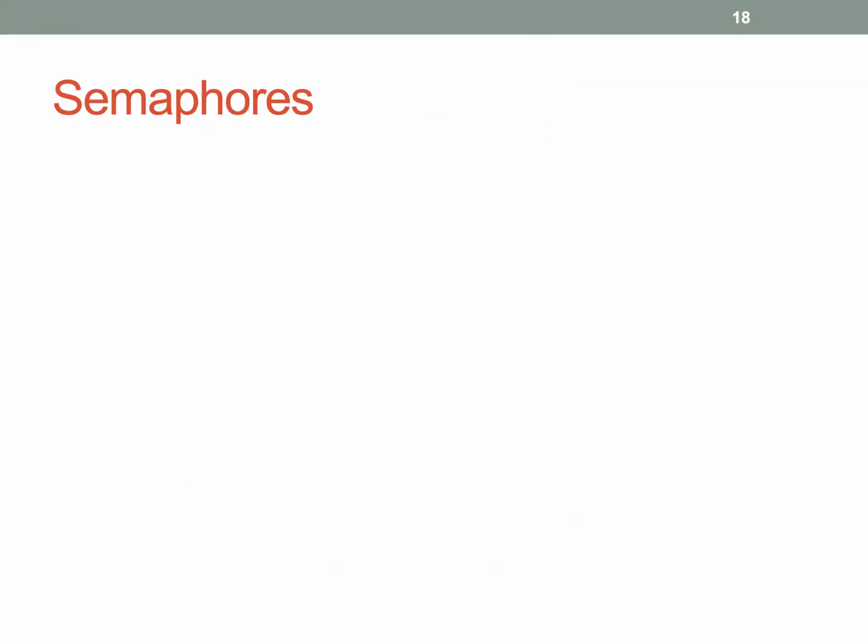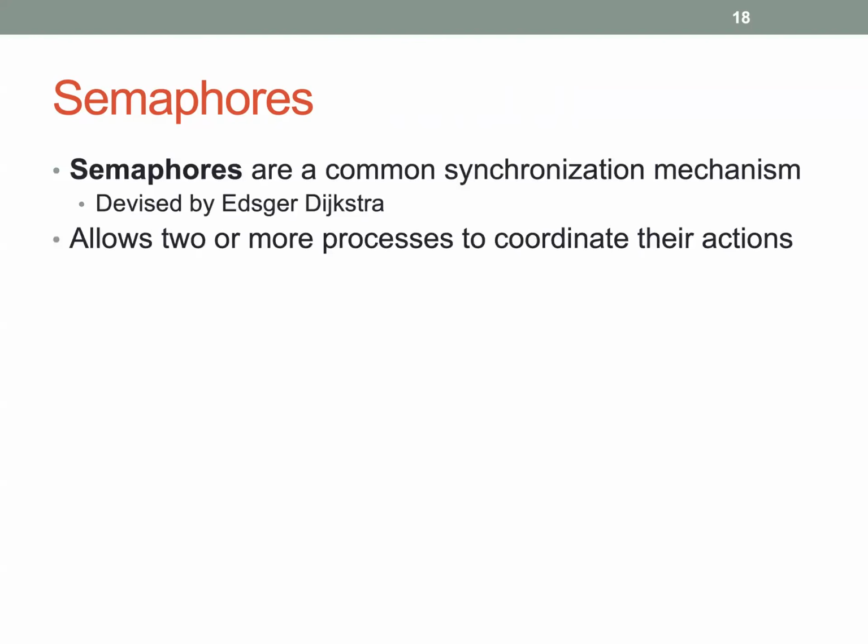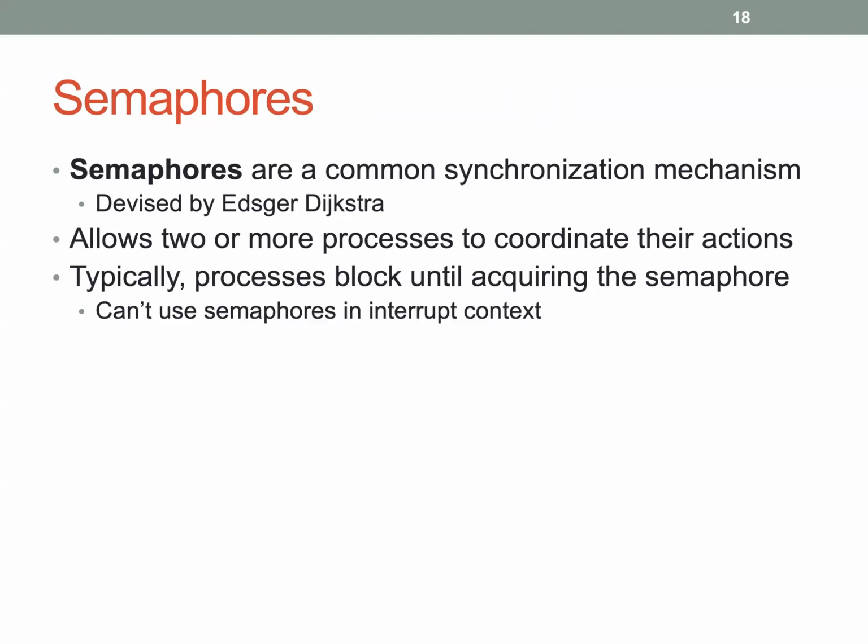Semaphores are probably my favorite thread synchronization mechanism because they're just so generally useful as a tool. They were devised by this guy you may have heard of named Edgar Dijkstra, and semaphores basically allow processes or threads to coordinate actions between each other. When you have a process that's trying to acquire the semaphore, if it's not available, the process blocks and it just waits. And so what this means is that you can't use semaphores to guard shared state.